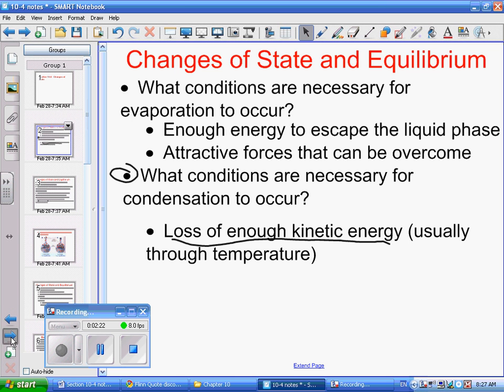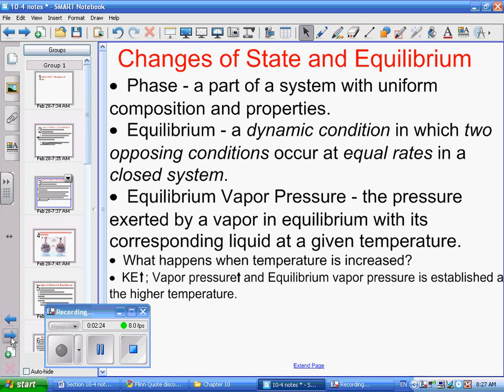Next, changes of state and equilibrium. A phase, of course, is a part of a system with uniform composition and properties. So you have the solid phase, where all the particles are bonded relatively close together. You have the liquid phase, where all the particles are relatively close, but they can move. And then you have the gas phase, where the particles are very far apart, and they're very, very dynamic. So now let's take a look at equilibrium.